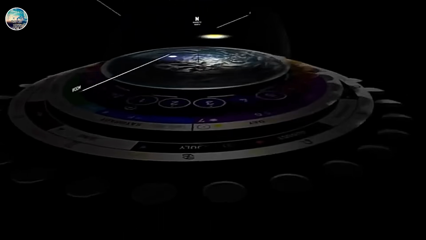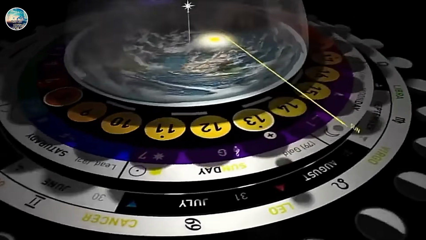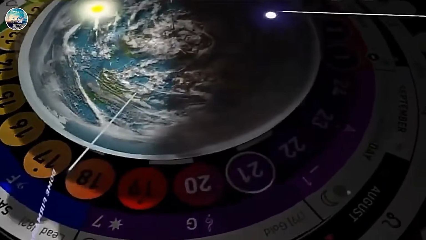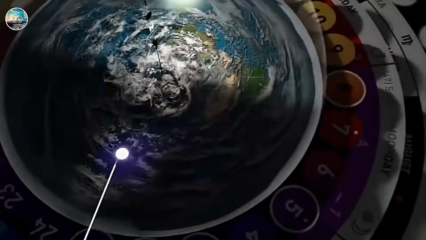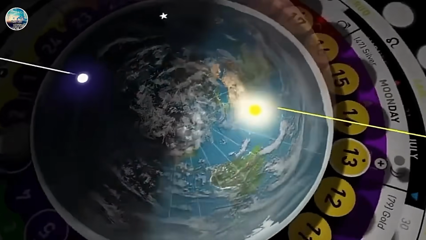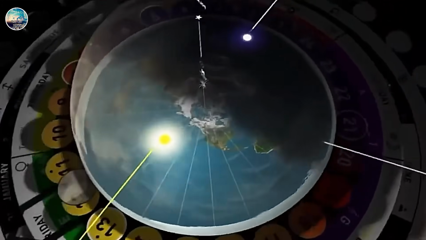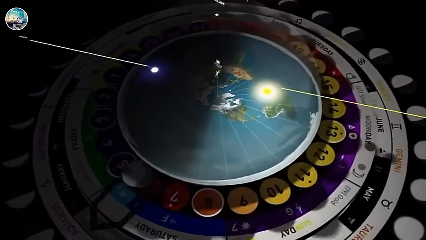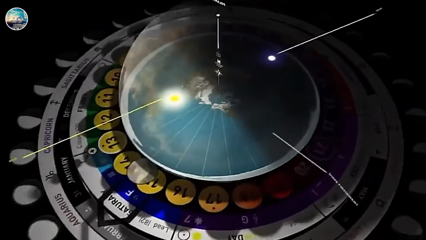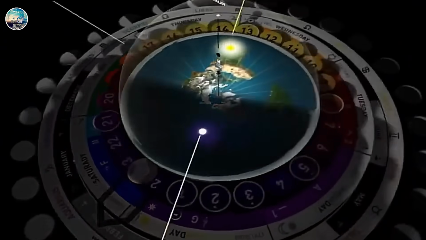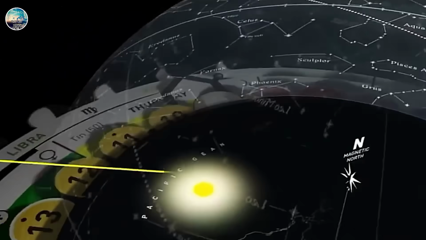And God said, "Let there be lights in the firmament of the heaven to divide the day from the night, and let them be for signs and for seasons and for days and years, and let them be for lights in the firmament of the heaven to give light upon the earth." And it was so. And God made two great lights, the greater light to rule the day, and the lesser light to rule the night.